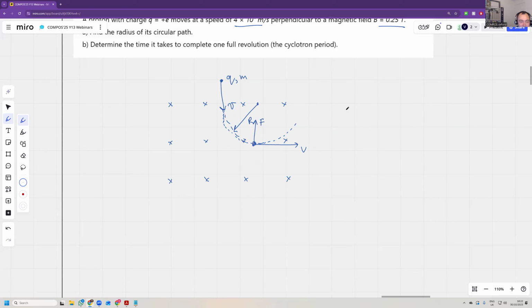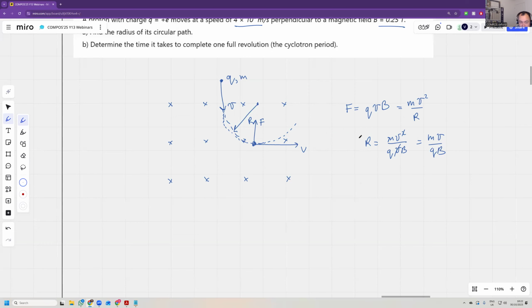At any point in the trajectory, the velocity is this, and the force is towards the center. We know that the force is QVB. But we also know that it is the centripetal force, therefore it is also equal to mv squared over r. And here we get that r is equal to mv squared divided by qvb. V cancels, and it's equal to mv divided by qb.